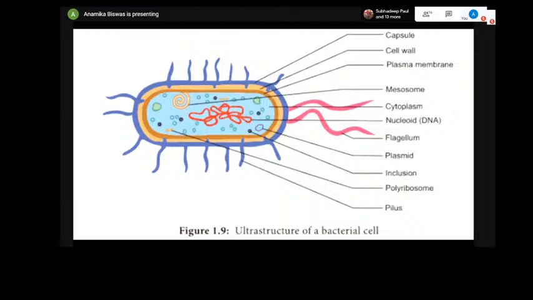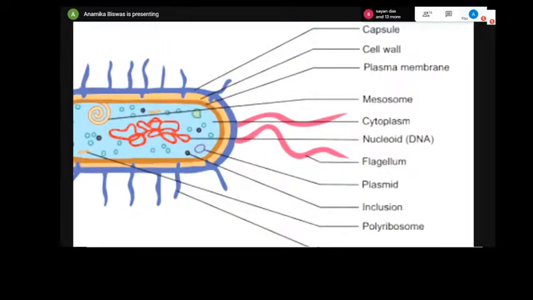Now, when this mucilage sheath becomes thick, then it is called capsule. You can see the labeling also. The outermost covering, when it is thick, is called capsule. What is the function of capsule? It helps in resisting phagocytosis. Now, what is phagocytosis? Do you know?